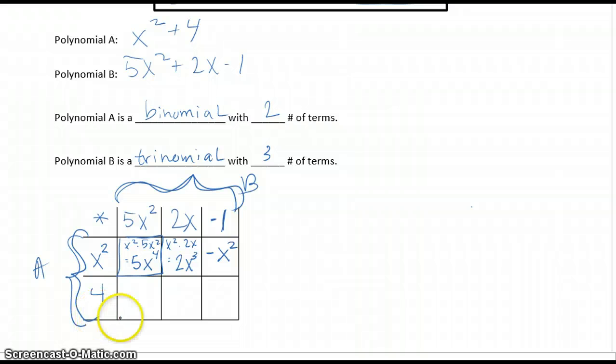Along the bottom, we'll do the same. We'll multiply 4 by each of these terms on the top. So we have 4 times 5x squared is 20x squared. 4 times 2x is 8x. And 4 times negative 1 is negative 4.